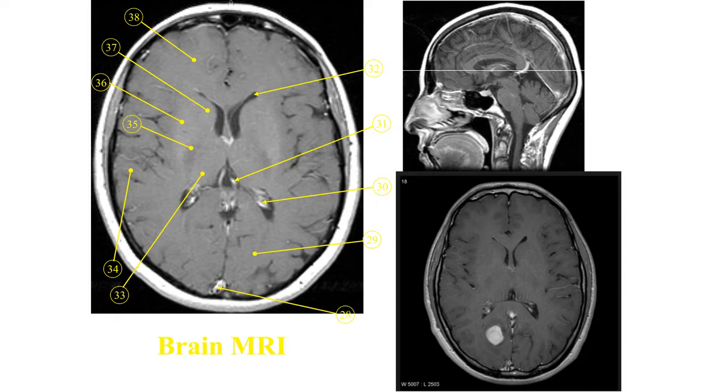Important in MRI is because it's magnetic, you could not have any metal in you. So if you have a heart valve, which is metallic, or you have a clip in your head, which is metallic, we cannot do an MRI. We have to have non-metallic clips to be able to do an MRI in a patient.